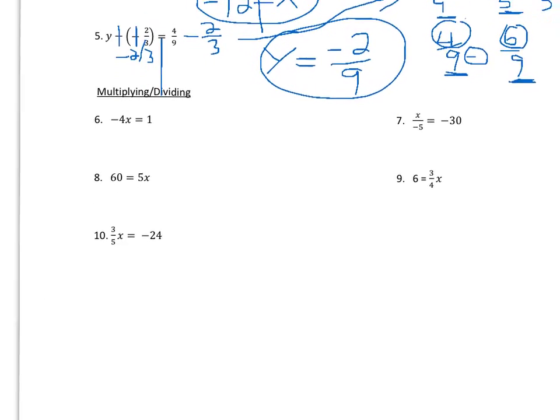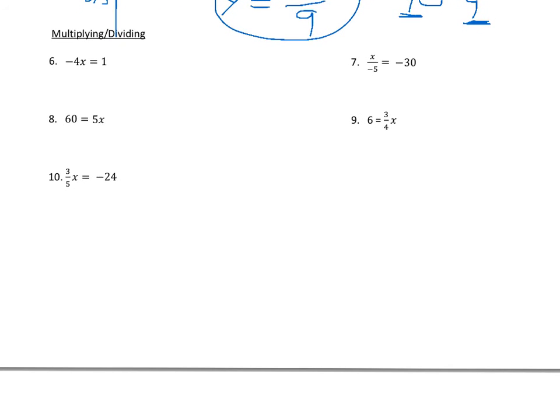Multiplying and dividing. Alright, let's look at 6. I look at the left side. Now this is -4x. That means I'm multiplying. So I do the opposite. I use inverse operations. So that means I divide by that number. So I'm going to divide by -4.